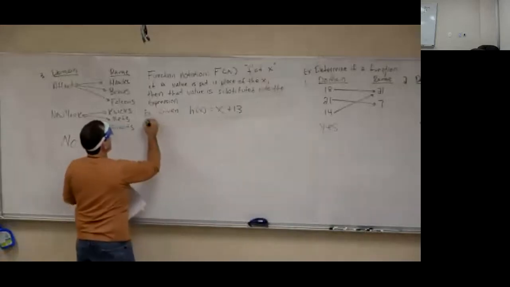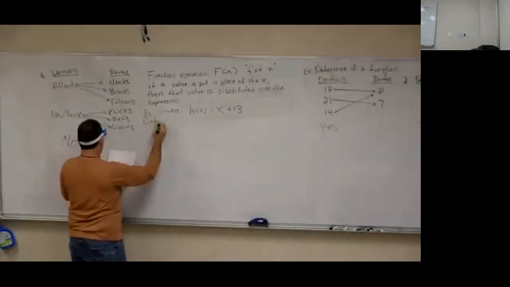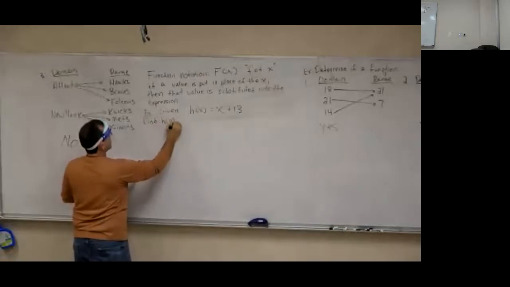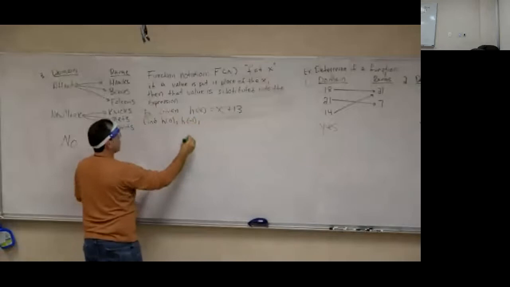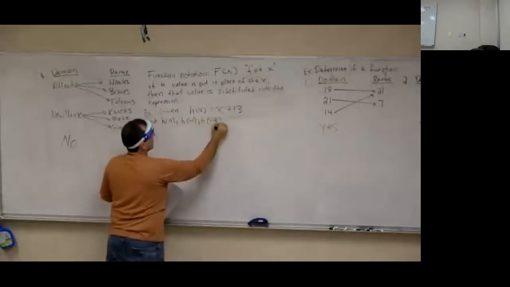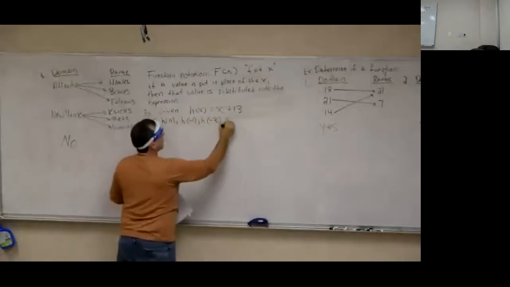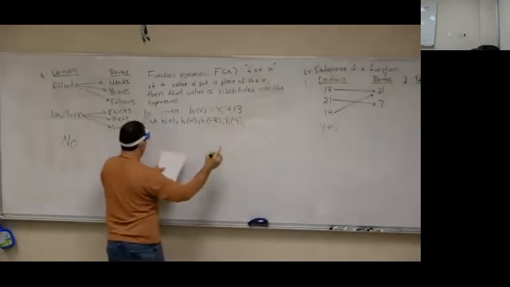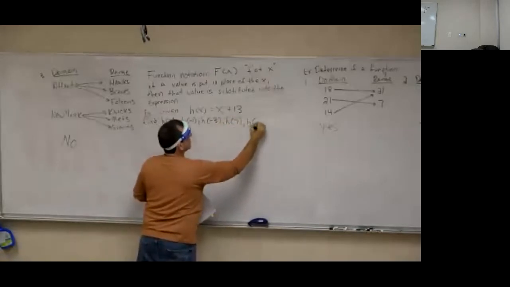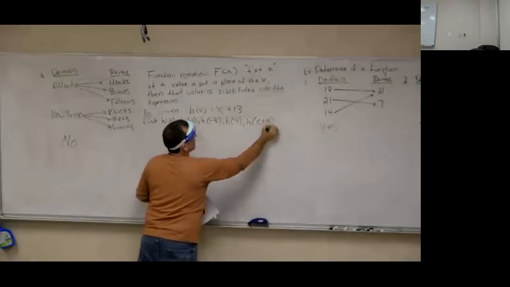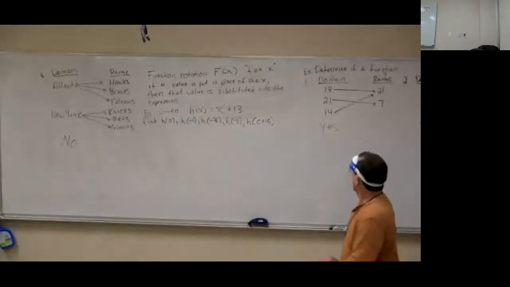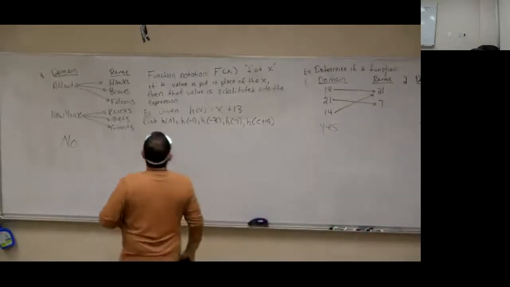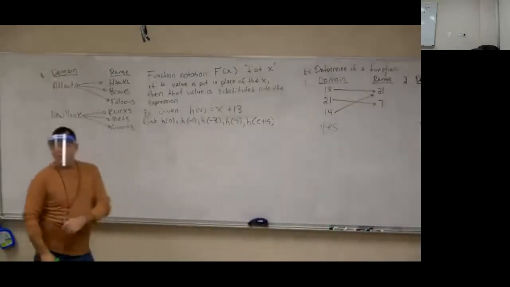All right, they want us to find h of 0, h of negative 1, h of negative 3, h of 7, and then finally h of c plus 15. So we've got 5 things they want us to find.